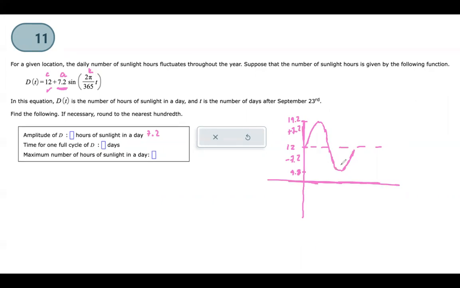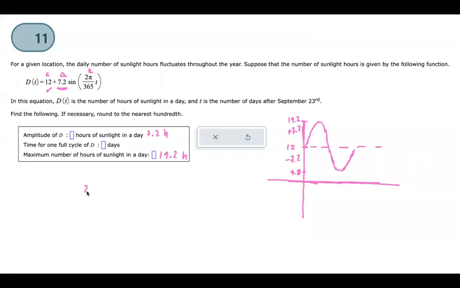So those are kind of extreme places where they either have a lot of sunlight or pretty much no sunlight at all, or close to none. So it'll be 19.2 hours. Here also 7.2 hours is your amplitude. Now let's try to figure out the time for one full cycle of D to happen in days. You would have to find the period. One full cycle is the period.